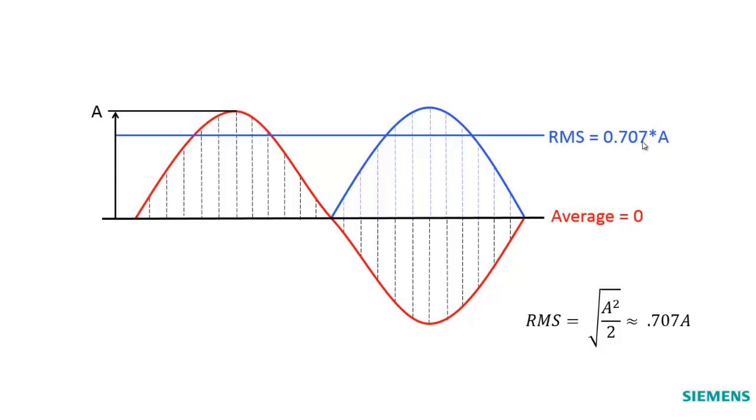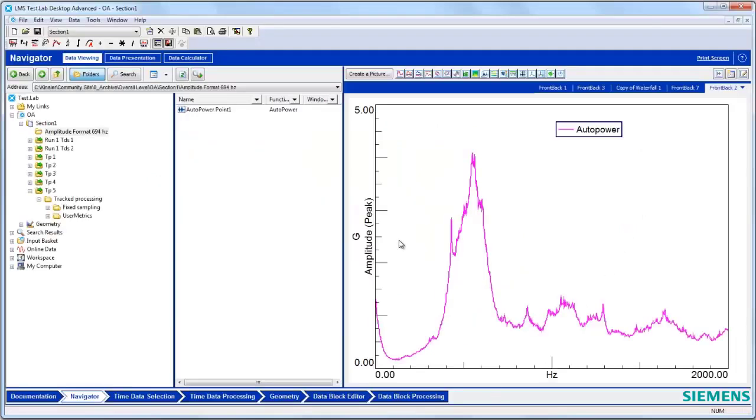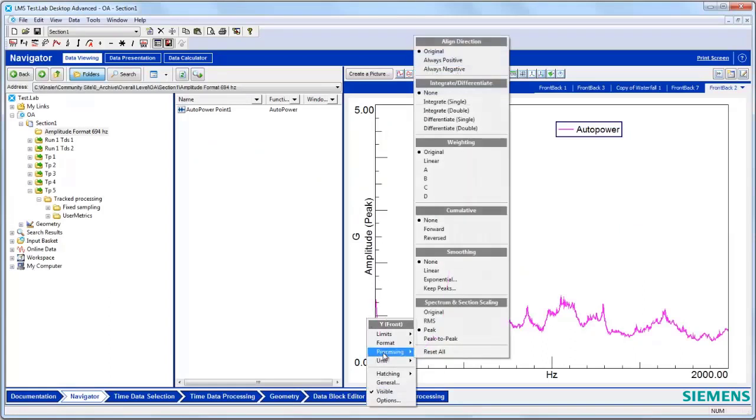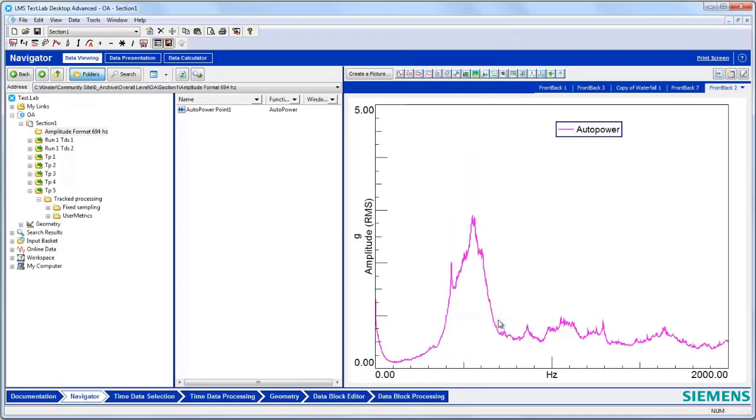So if we want to change the amplitude format of our spectrum, we can simply right-click, go under Processing. Right now our spectrum is in peak, but we could change it to RMS, and as we would expect, the levels would go down a bit. Keeping in mind that this is the exact same data, just represented with a different amplitude format.